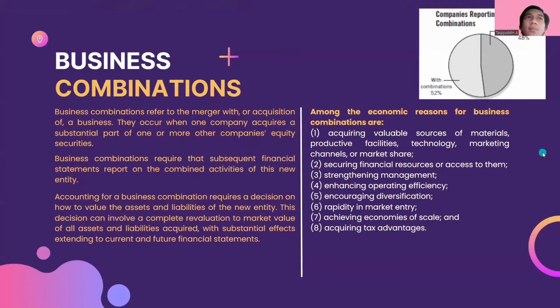A business combination refers to the merger with or acquisition of a business that occurs when one company acquires a substantial part of one or more other companies' equity securities. Business combinations require that the subsequent financial statement report on the combined activities of this new entity.